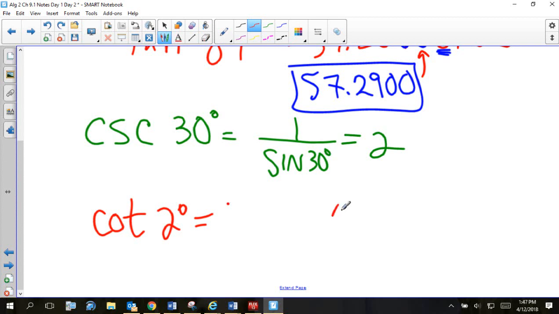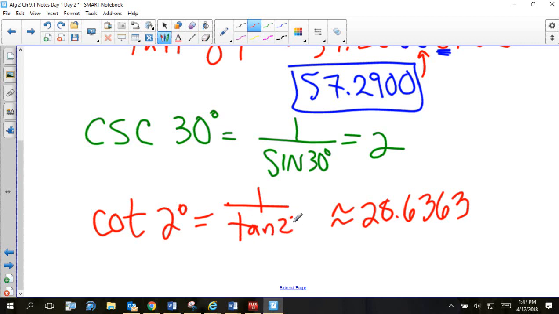So you should get, if you typed in your calculator correctly, 28.6363. Did you type it in right? What did you type in? One over tangent.